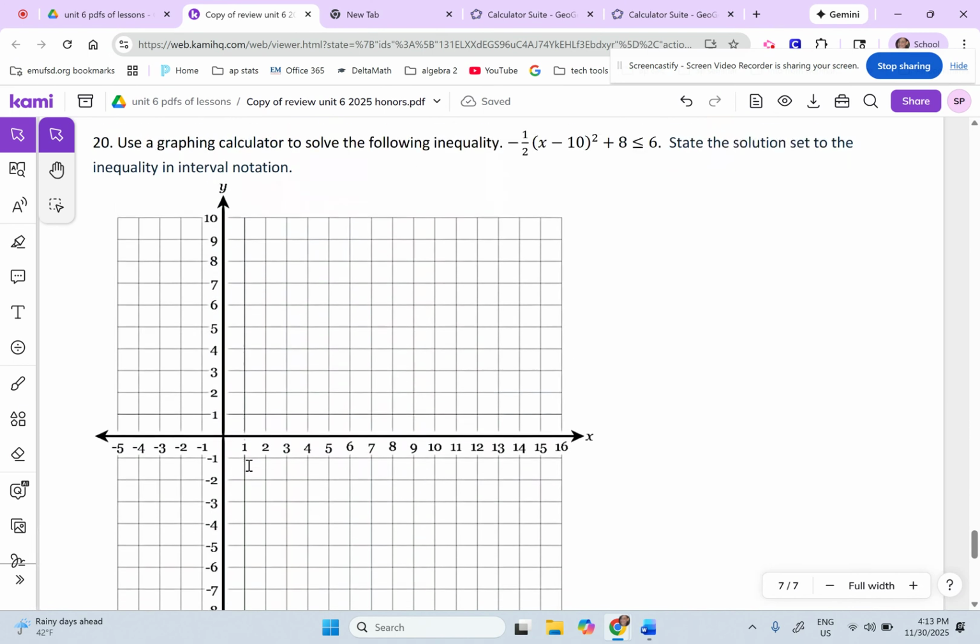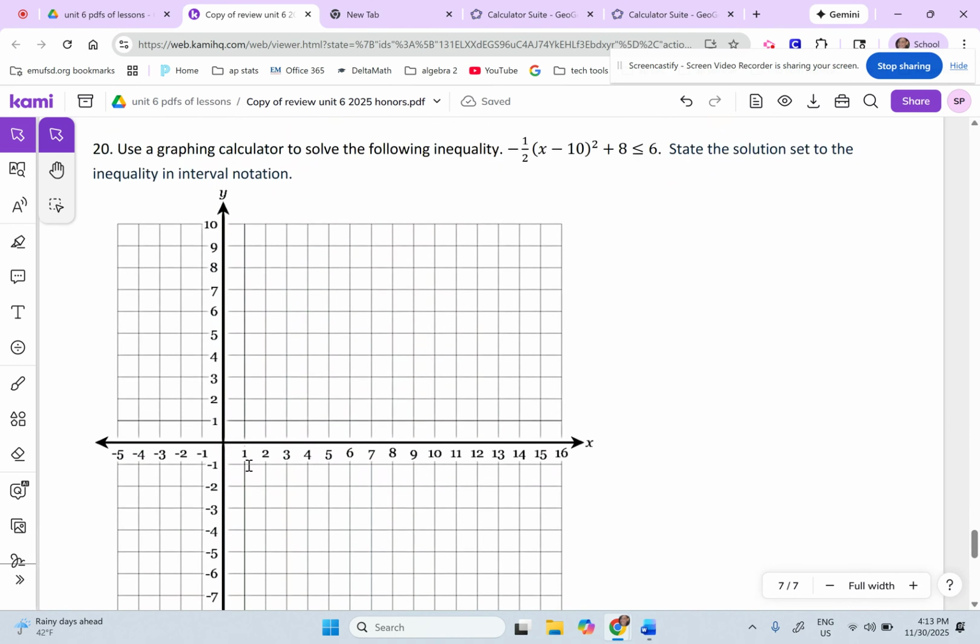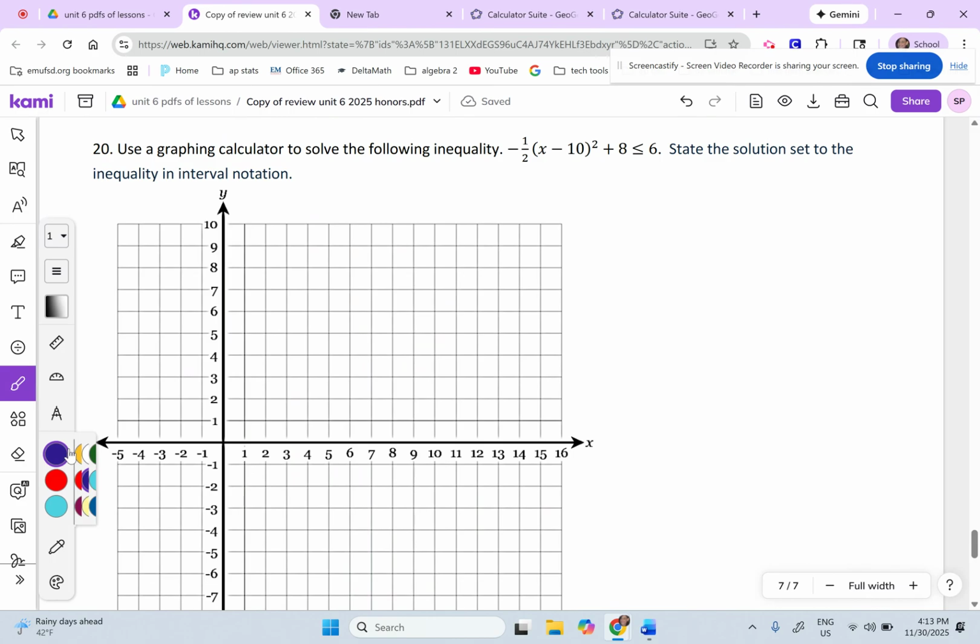Okay, let's go on to the second problem, which is slightly more challenging, but similar. In this case, you actually have to graph it out for the problem. F of x is the left-hand side of the equation, so negative 1/2 x minus 10 squared plus 8. And g of x is the right-hand side. That's the horizontal line at 6. Notice we're looking to find the values of f of x that are less than or equal to g of x, so you include the endpoints.